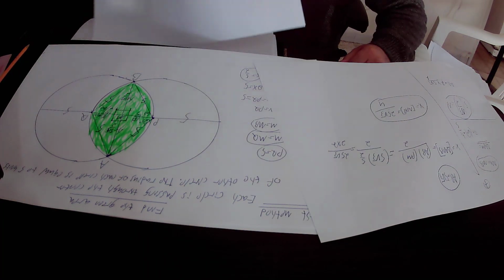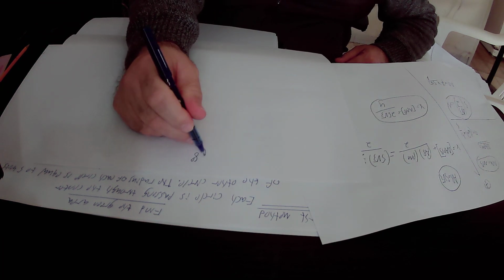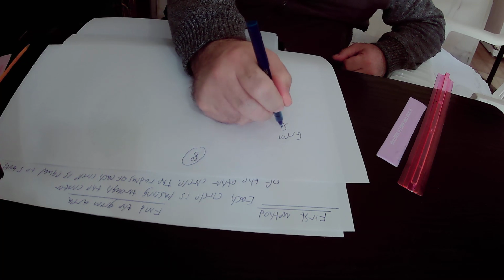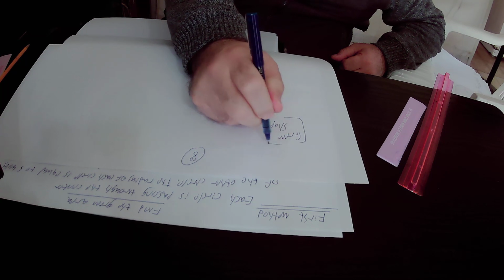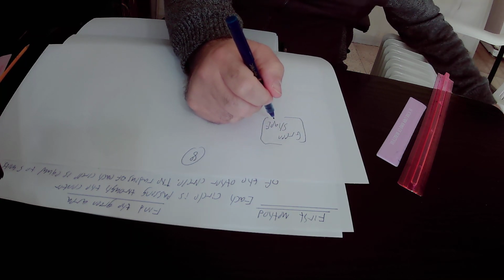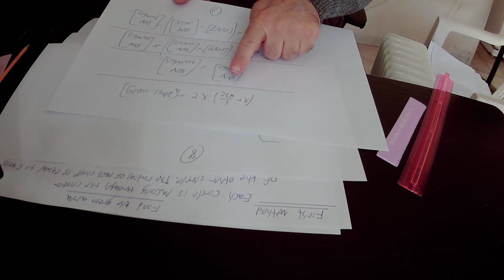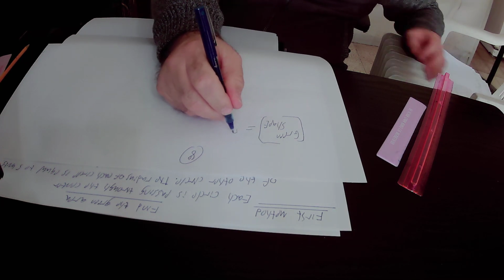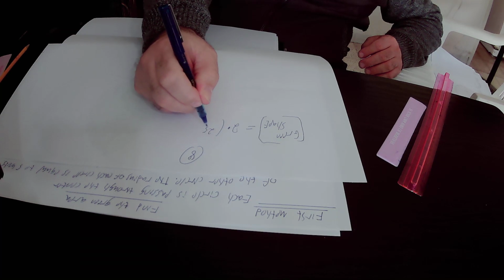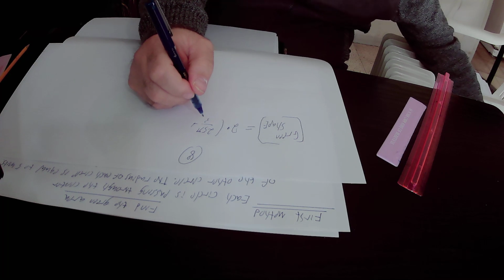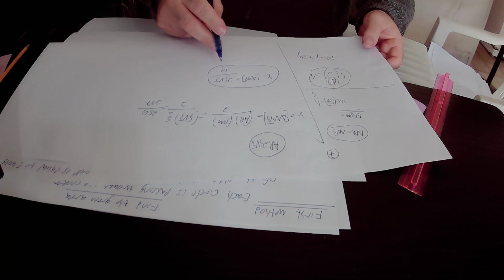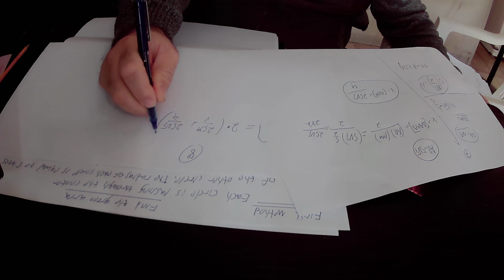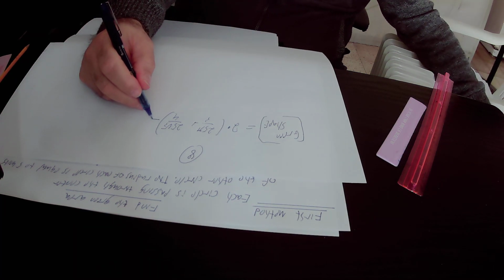And the area of the green shape equals 2 times 25 pi over 3 plus x, and we just found out that x equals 25 times square root of 3 over 4. So the area of the green shape equals this expression.